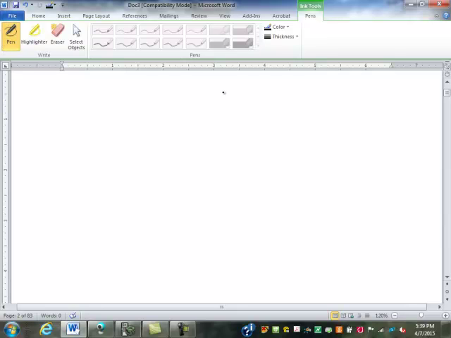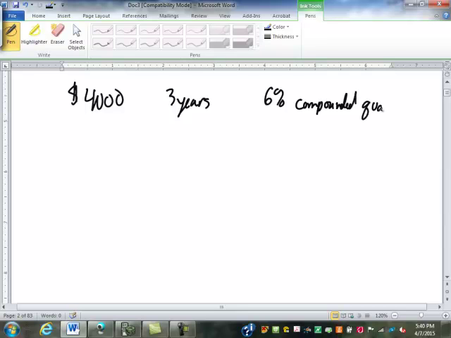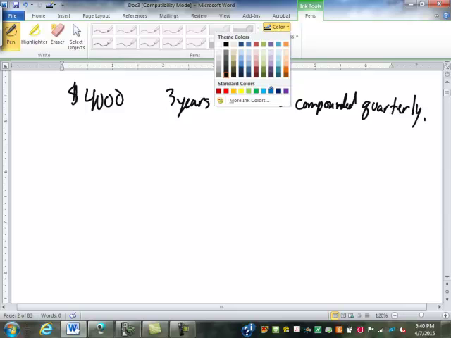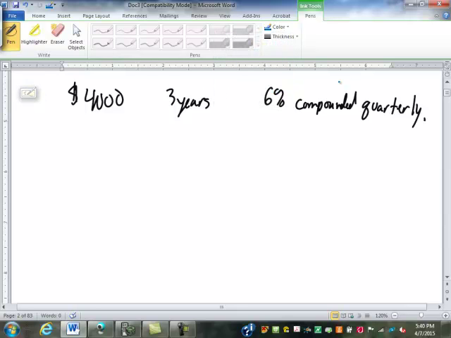So now let's look at compound interest. Going back to that first example, $4,000 for 3 years, it's 6%, but this time instead of 6% simple interest, we're going to state 6% compounded quarterly. But we're just going to use the simple interest formula for now to work this out.